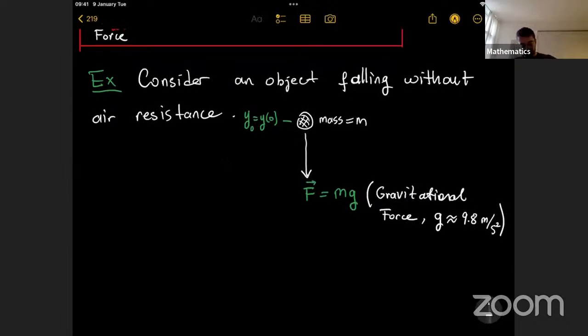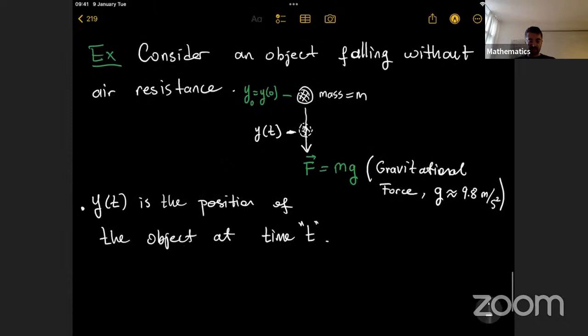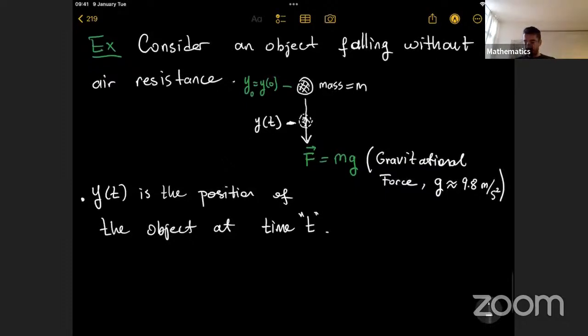And y of t here, let's say the mass moves down to this level, and this is y of t. It's the position of the mass of the object at time t. So we will write a differential equation which involves y and try to obtain the displacement y in terms of g.